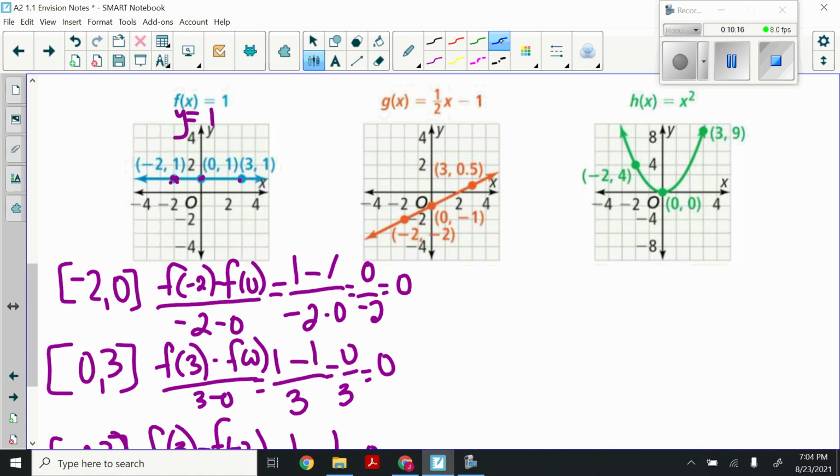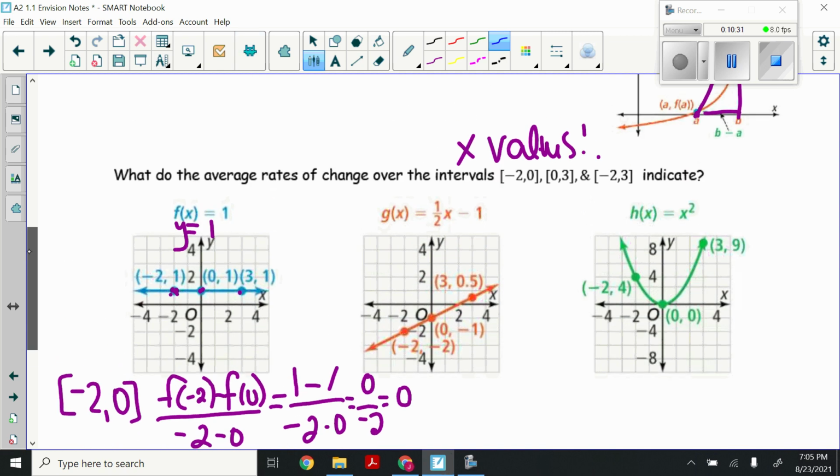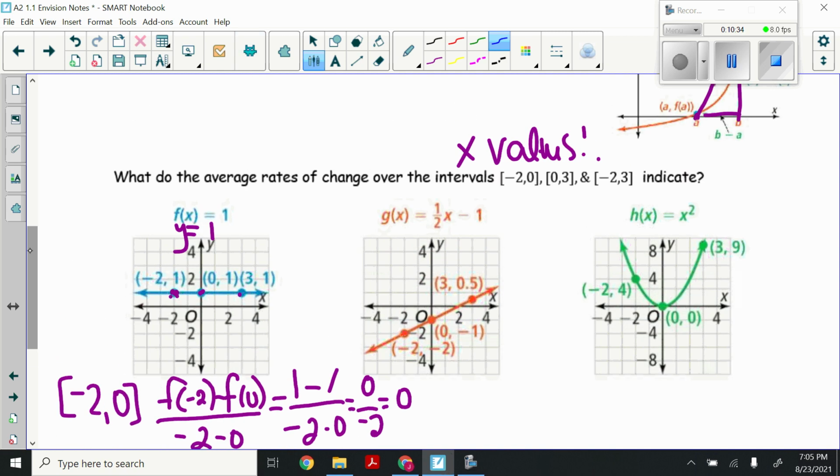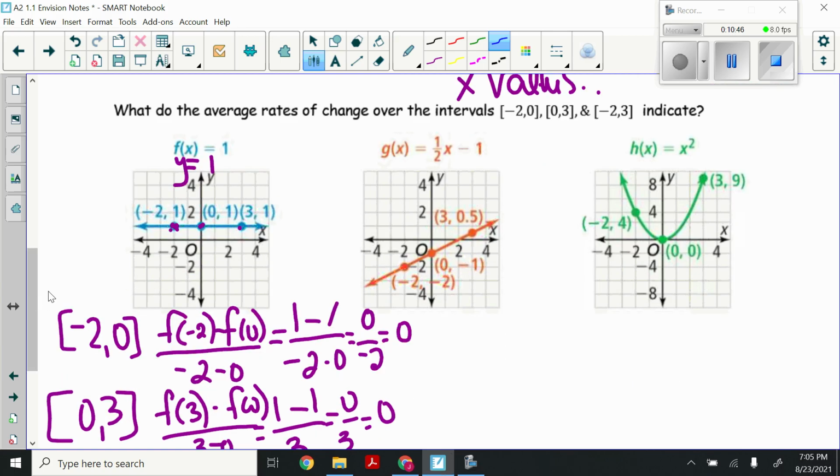So now we're going to do the same thing with this next one. Now we have g of x equals 1/2 x minus 1. They've graphed it. We see that this is the line. Our slope is 1/2. We have a y-intercept of -1. The slope of the entire line is 1/2. We're looking for the slope over each of these intervals. Since we know that the whole line has a slope of 1/2, we should expect that each of these intervals also has a slope of 1/2. But we're just going to check that. So again, from -2 to 0, if I do f of -2 minus f of 0 over -2 minus 0. On this one, I look at when x is -2, what is my y value?